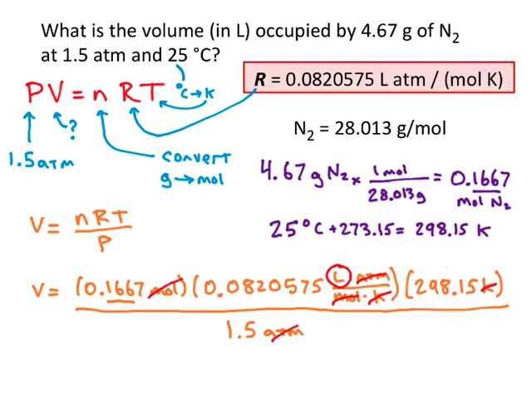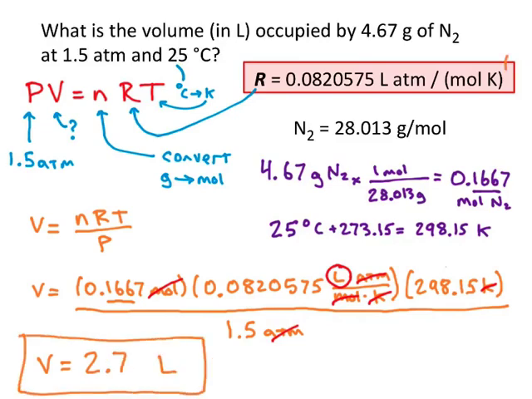When you plug this into your calculator, you get 2.7 liters. Now the sig figs here are limited by the atmospheres. There are only 2 sig figs in 1.5 atm, and that's given to you in the problem, so that limits your sig figs overall. 2.7 liters, there we go.